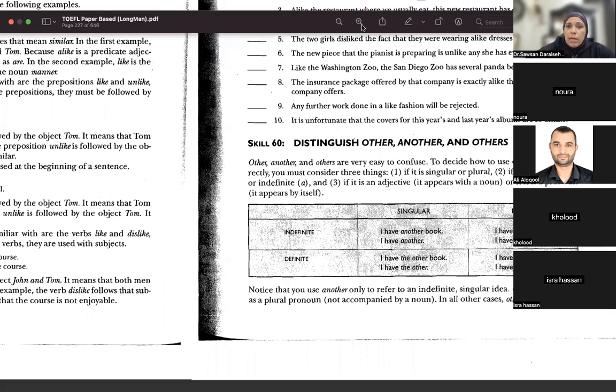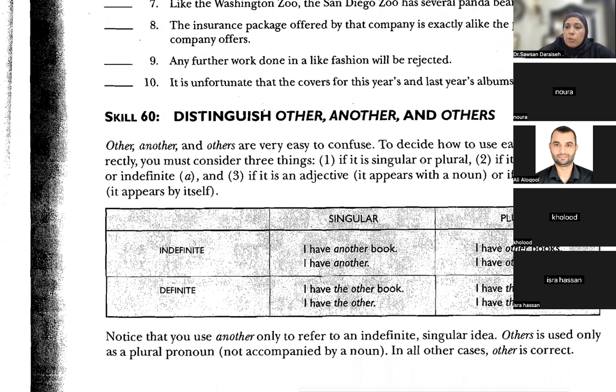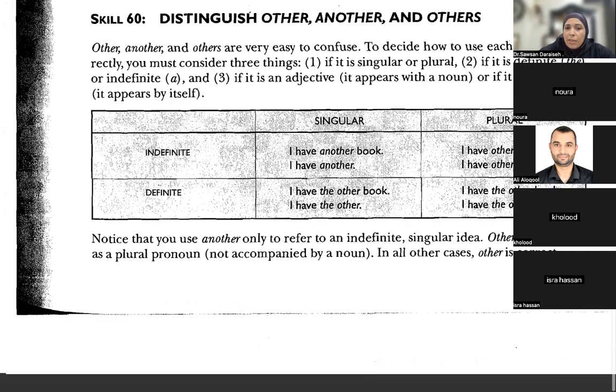Yes, Doctora. We should maintain it in our memory. Yeah, to understand the application, and then when you understand the application, you think about it, and that's how memorizing becomes easier. So take a look at this, and then it says here, is it an adjective? It appears with a noun. That's what it means by adjective, okay? Or if it is a pronoun, it appears by itself. So if it's by itself, it's a pronoun. If it's with a noun, that means it's an adjective, all right? Because it describes the noun.